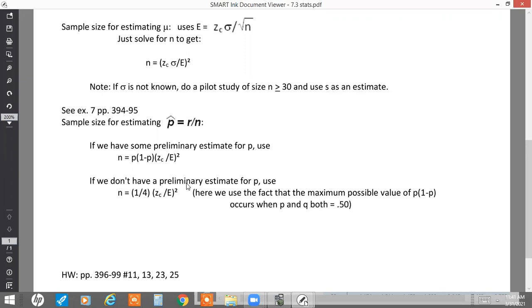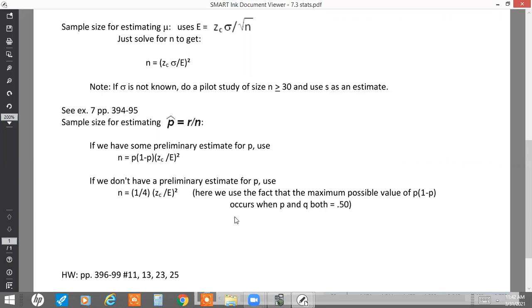If you don't have a preliminary estimate for P, it turns out that P times Q, that P times 1 minus P, the largest it ever will get is 1/4. Because if probability of success and probability of failure are both 1/2, 50-50, then 1/2 times 1/2 is 1/4. That's where that comes from.